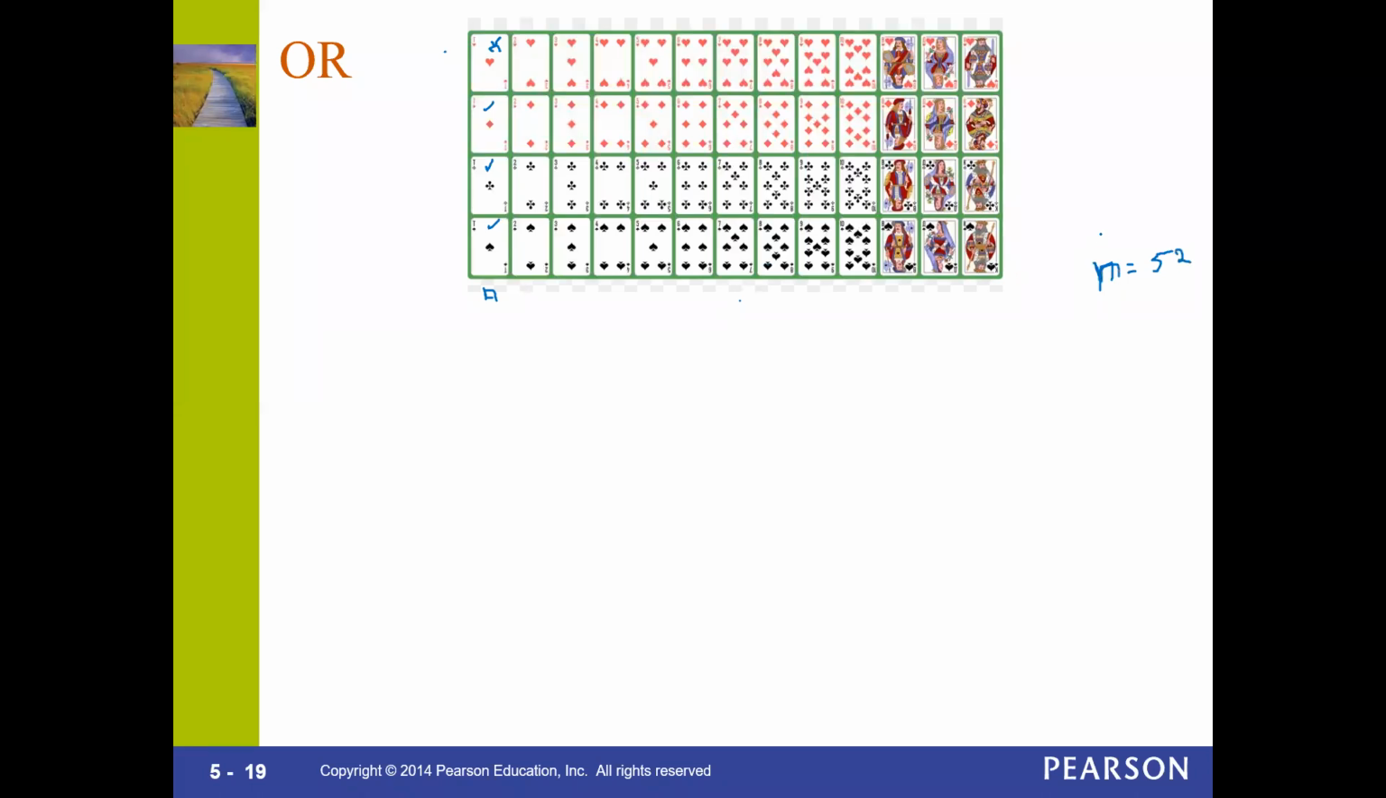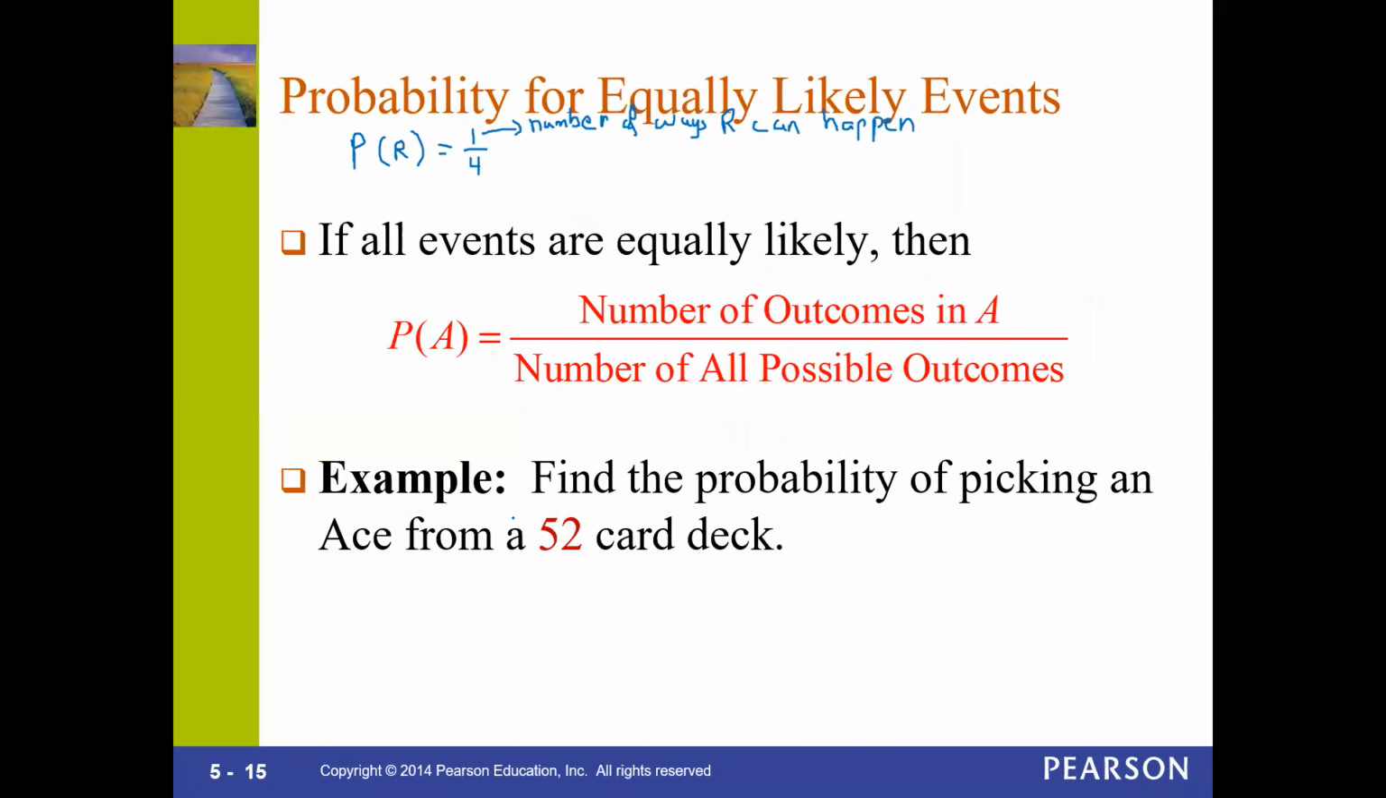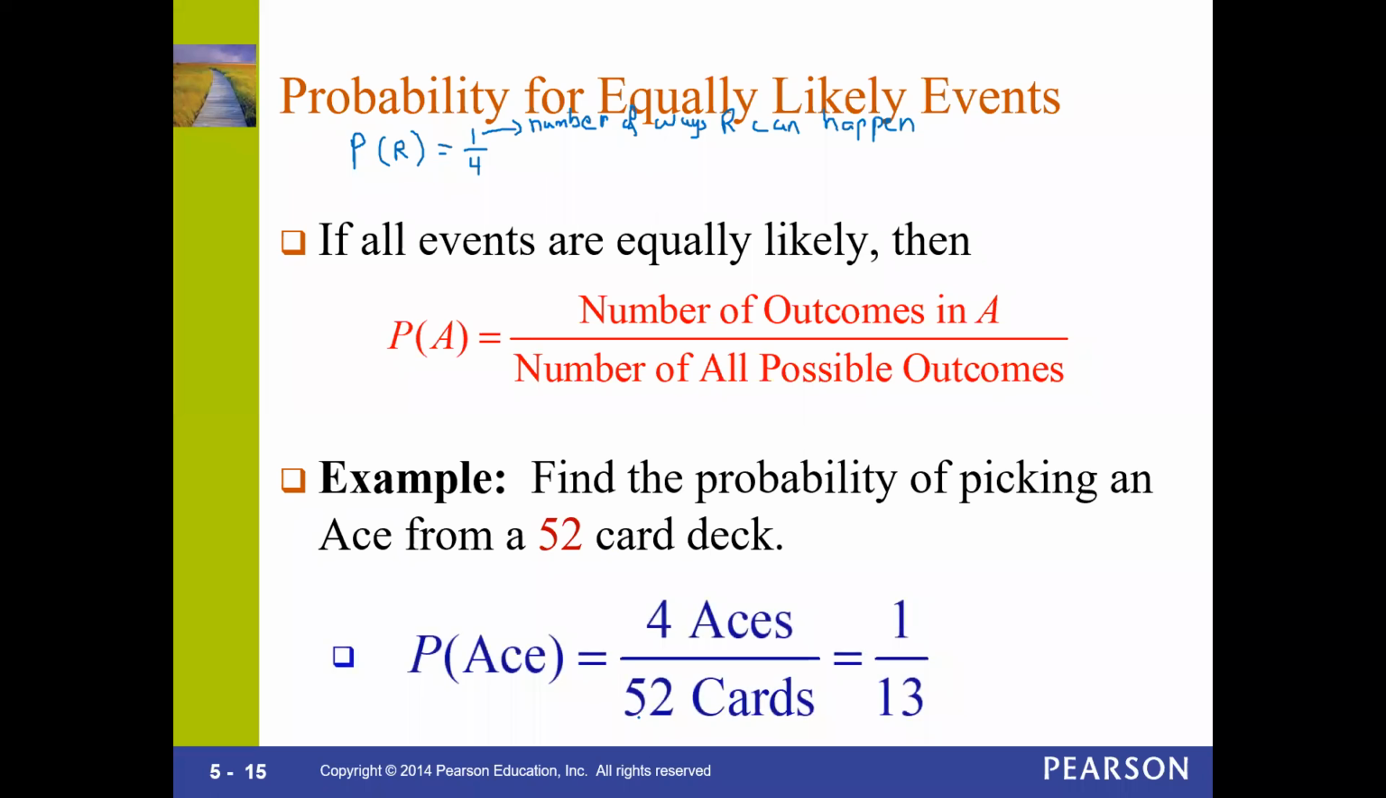Out of the 52 cards, we can see how many of them are aces. It's just going to be 4 of them. Let me double check the question one more time so I make the right decision. Okay, so the question says find the probability of picking an ace from 52 cards. Because you have 52 cards in total, and 4 of them are aces, it can become 1/13.